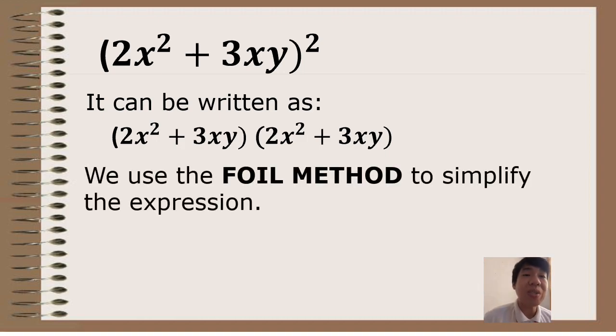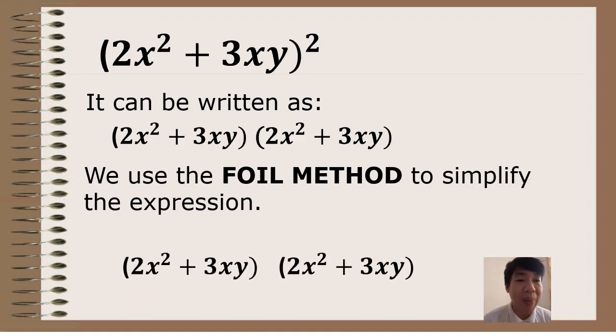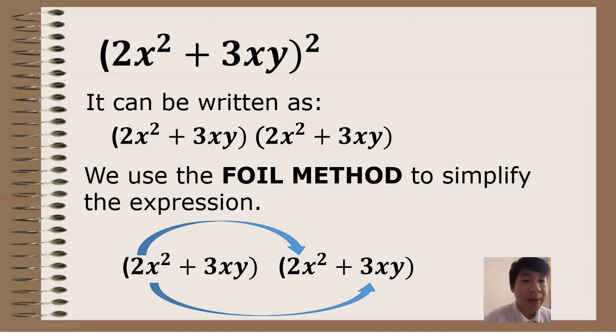So, we use the FOIL method to simplify the expression. When we say FOIL method, ito yung pag-multiply natin step by step. Example, the first term, we multiply 2x squared to 2x squared. First term. Next, we multiply the outer term, 2x squared multiplied to 3xy. And the inner term, we multiply 3xy times 2x squared. And the last term, which we multiply 3xy times 3xy.